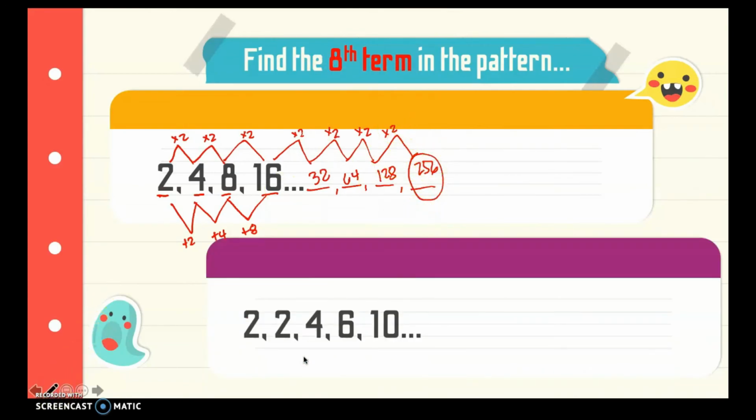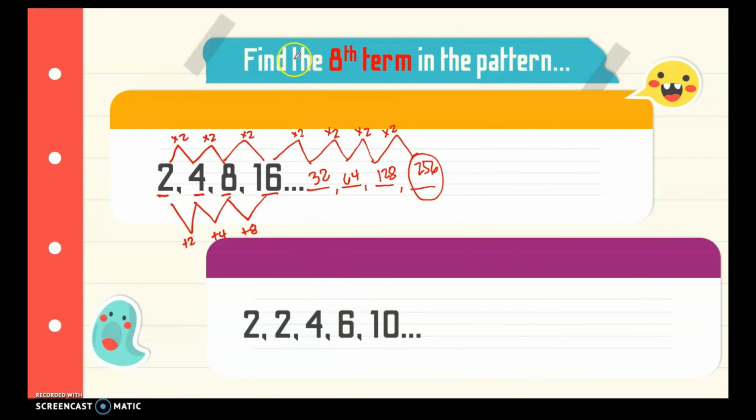Next, we have 2, 2, 4, 6, and 10. So if you're going to analyze, it's an example of a Fibonacci sequence. So we have here 2, that's our first number. Then to get the next term, we need to add the 2 previous numbers. This is only 1, so we write 2. Then to find the next term, we add 2 plus 2, we get 4. And then for the next term, 4 plus 2 is 6. And then 6 plus 4 is 10.